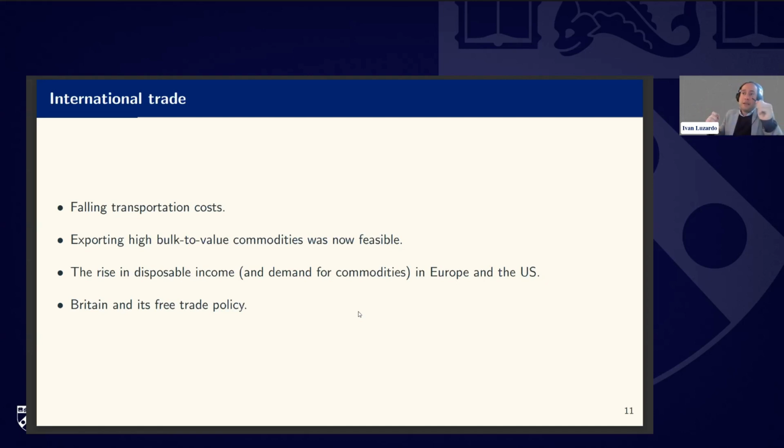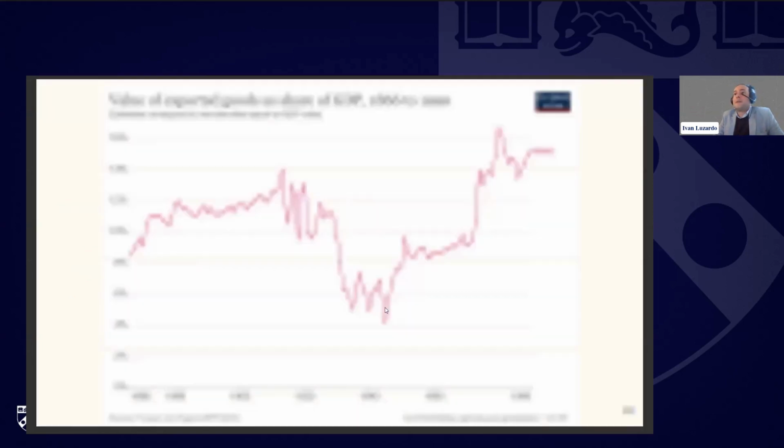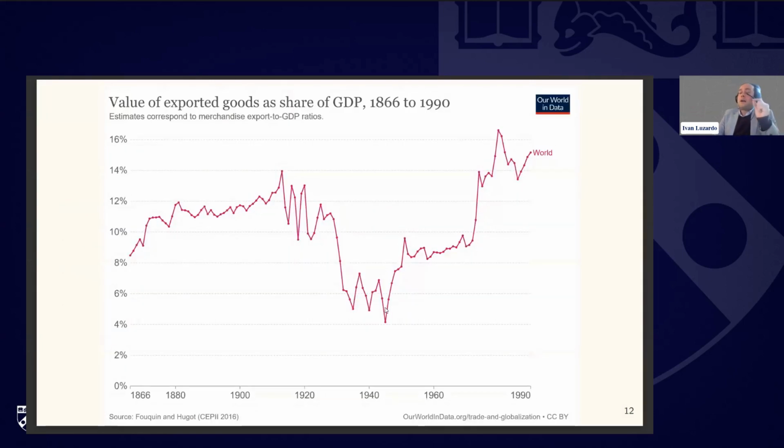So we have the improvement in transportation. We have an increase in disposable income, particularly in the core economies. Also, the industrial leader at the time, that was Britain, was committed to a free trade policy. So all that facilitated the increase in international trade. So how can we measure globalization in terms of trade?